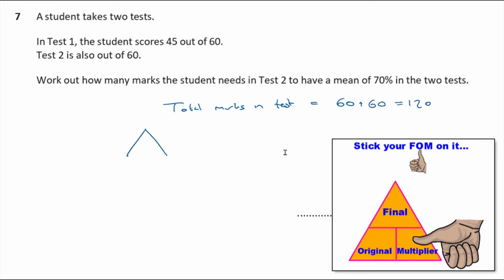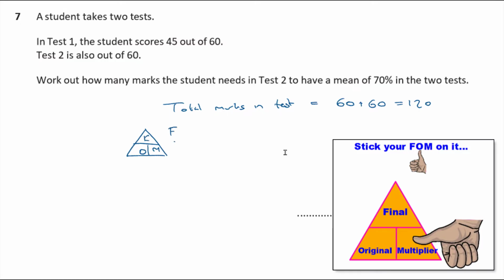So I'm going to do that as a percentage using final, original, multiplier. Okay, so the final is what I want to find. The original is 120, and the multiplier I want is 70%, but 70% written as a decimal is 0.7. You just divide it by 100 if you're not quite sure where that came from.